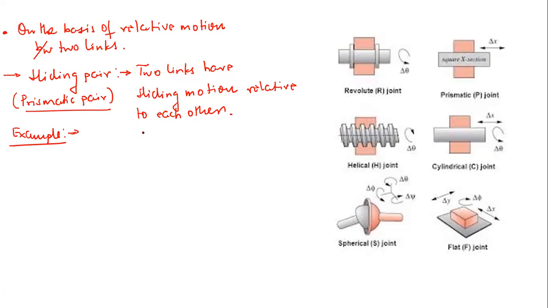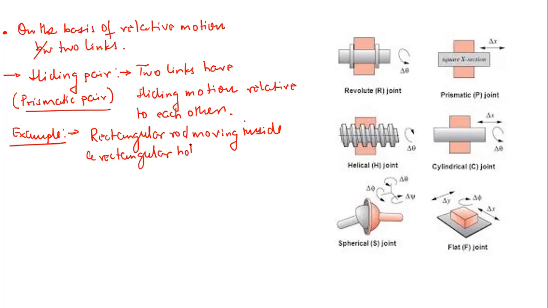very easy, if you simply consider a rectangular rod moving inside a rectangular hole. So you can very easily see what is going to happen. In this case, only translation or sliding motion will be permitted between the two links. So here you can see one example of a prismatic pair.